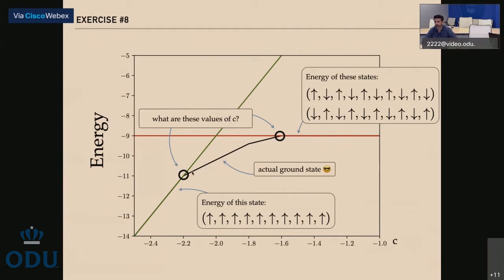And what I'm plotting in black is the actual ground state for any value of C. And you can see that above this circle, it agrees with the red line. Below this circle, it agrees with this green line. And that's what we expected. You see there's one point where it transitions to another spin configuration.